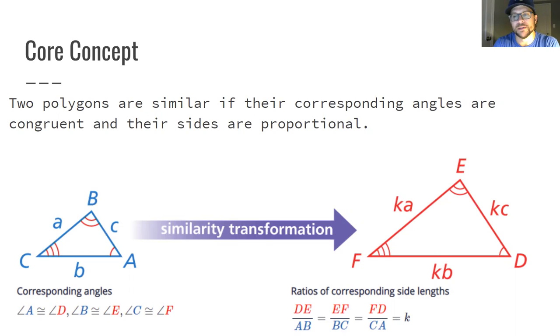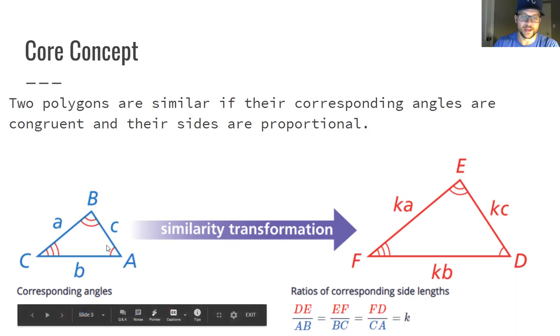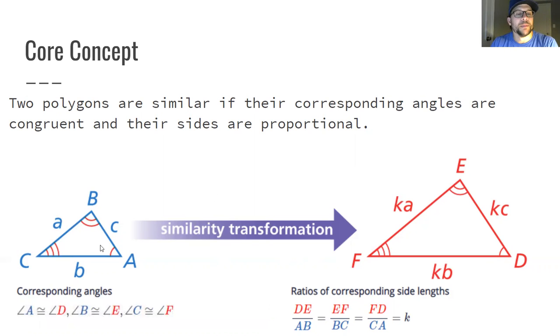So the shape means it's a triangle. They could both be right triangles, they could both be acute triangles, but the angles must be congruent. So in these two triangles, angle A corresponds to D, those must be congruent. B to E are corresponding, those must be congruent. C to F, those must be congruent. The size could be different, but all of the sides must be multiplied by the same number.